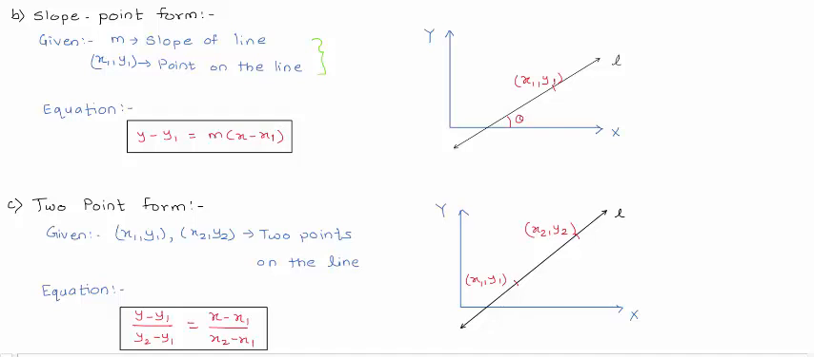Fine students. The next type is 2-point form. Now as the name says 2-point form, look at the given data. It is (x1, y1) and (x2, y2) as 2 points on the line, and then equation of line is (y minus y1) upon (y2 minus y1) equals (x minus x1) upon (x2 minus x1). Now remember students, here x and y are variable point on the line. Okay, so x, y are the coordinates of variable point. We never substitute values of x and y while finding equation of line.